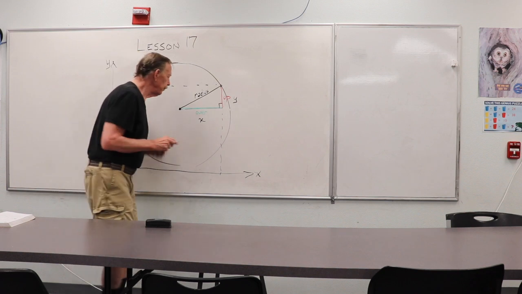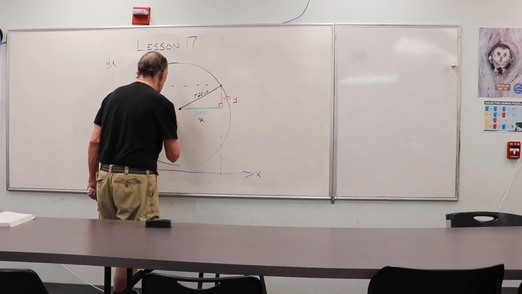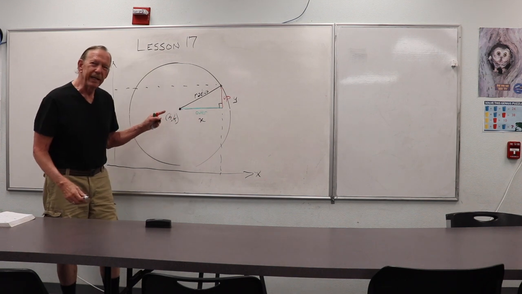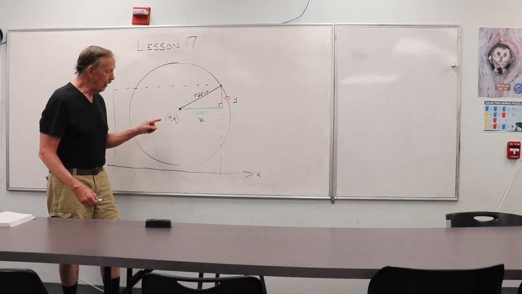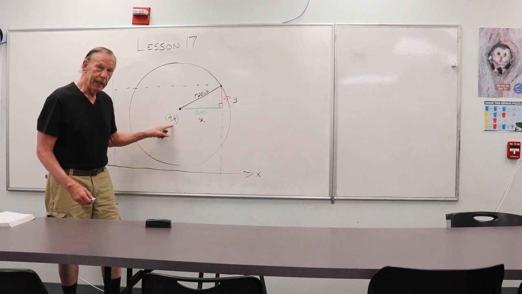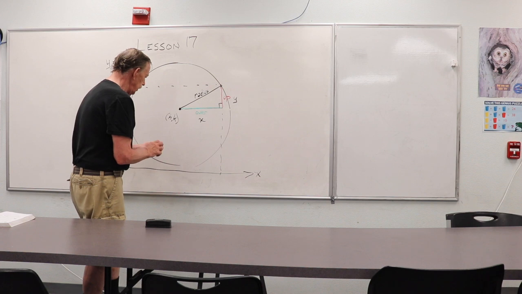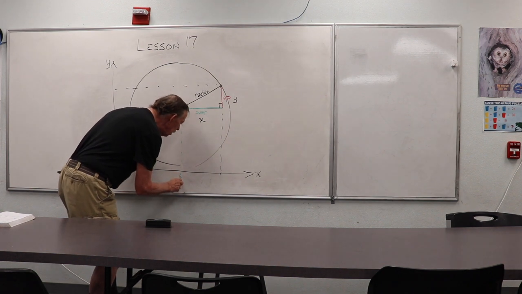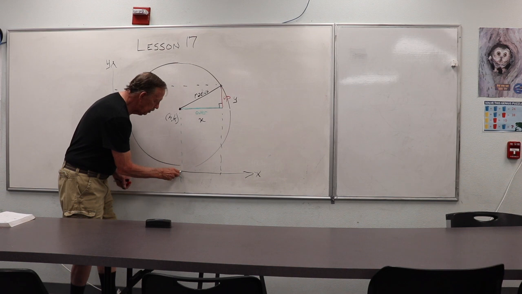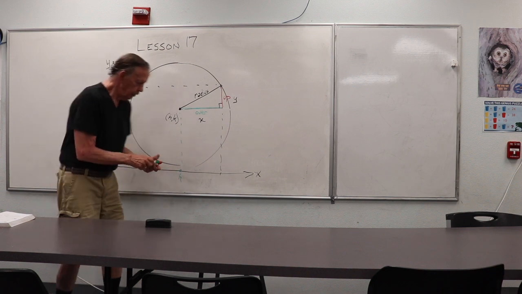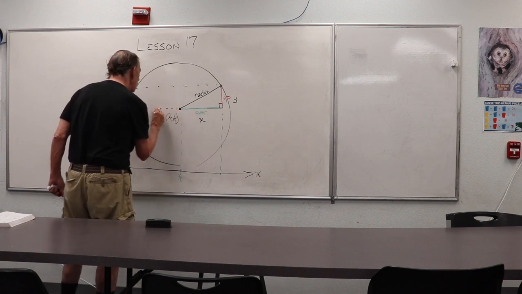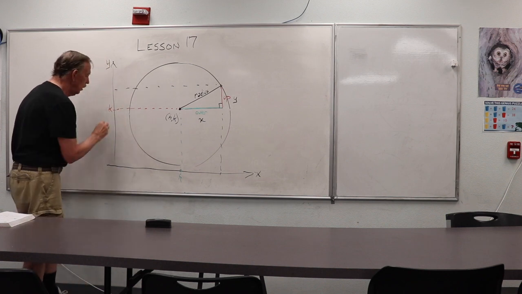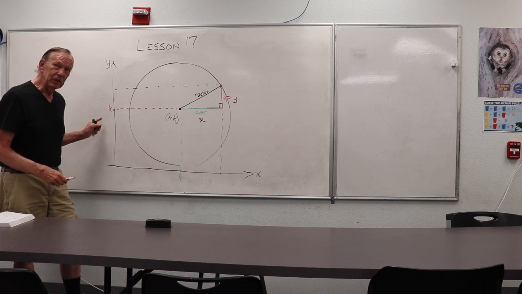Here's what we need to do. We're going to give this circle center the coordinates h over and k up. So, that's h over, and that is k up.